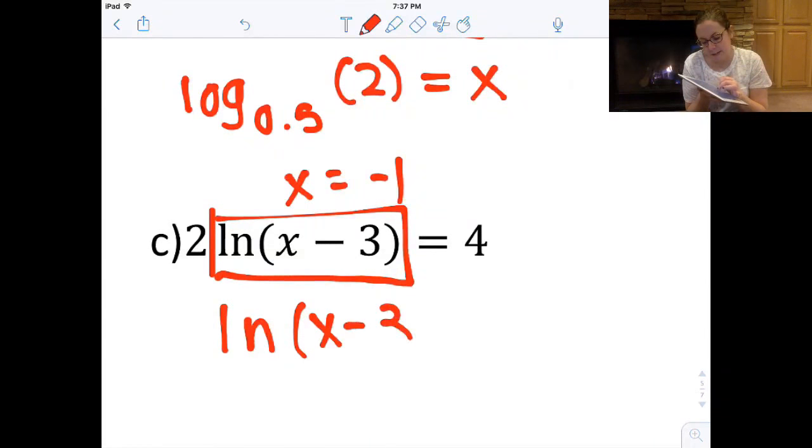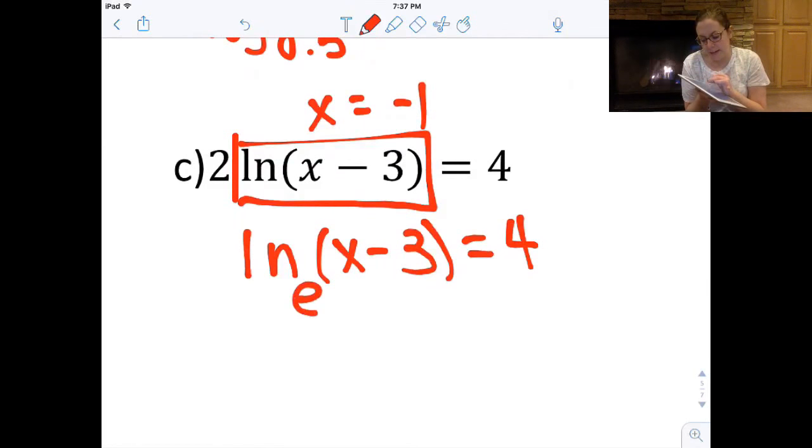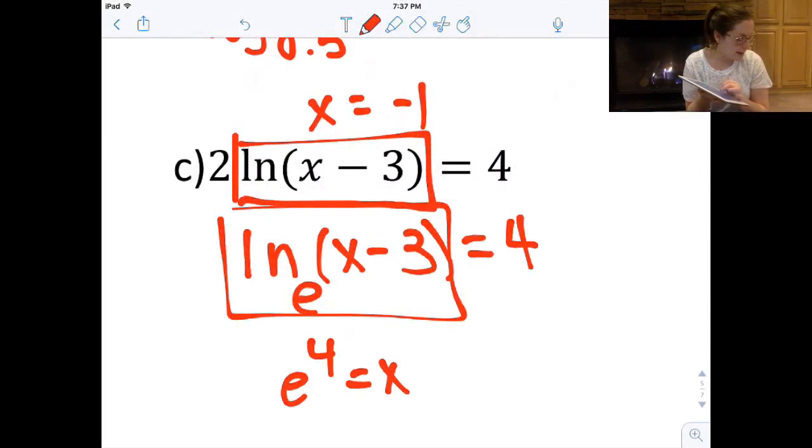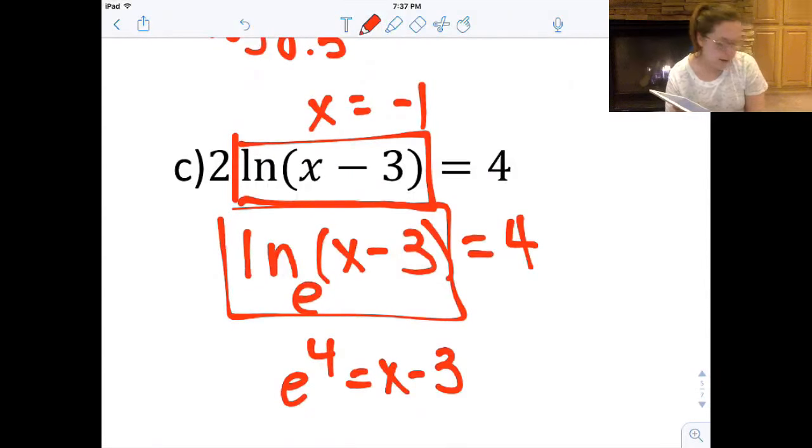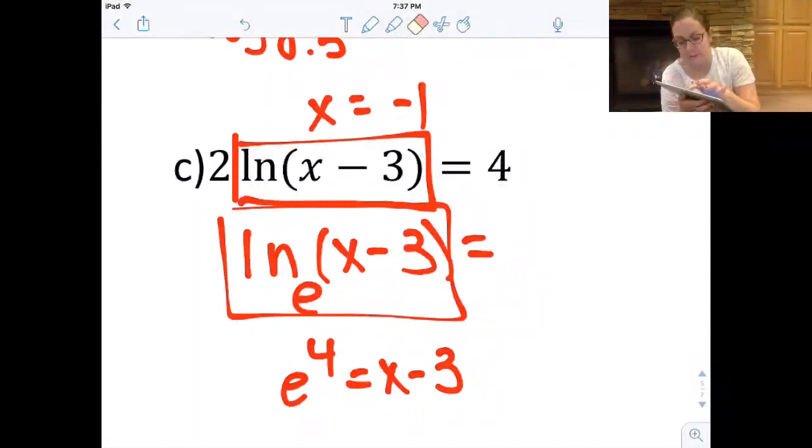And I didn't actually divide by 2. That would be helpful if I did that. So this would be e to the 2nd. And then add 3 to both sides. So e squared plus 3. Now, if it said to round, you could plug that in your calculator. This did not, so I would leave it like that. That's exact form.